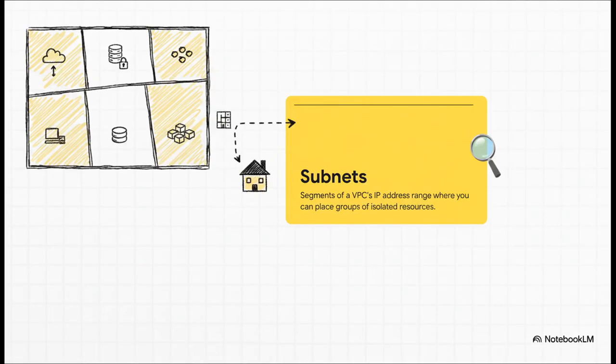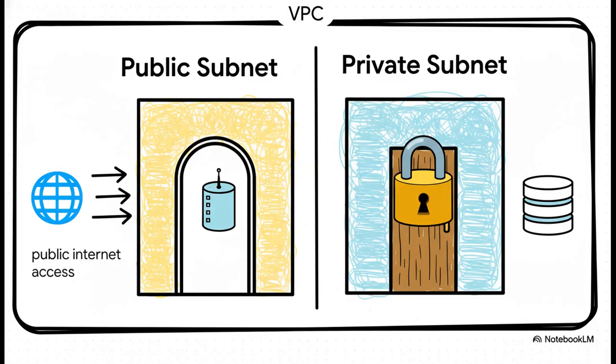Okay, so now we have our plot of land, but we don't want just one big open field, right? We need to divide it up for different purposes, and that's exactly what subnets are for. They're like the individual rooms on our plot of land, letting us group and isolate different kinds of resources for security and just plain good organization. And we're essentially building two types of rooms. A public subnet is like the lobby of our building. It's where we put things like a web server, stuff that needs to be accessible from the public internet. The private subnet, on the other hand, that's our secure back office. This is where the crown jewels live, like our database, totally shielded from any direct access from the outside world.